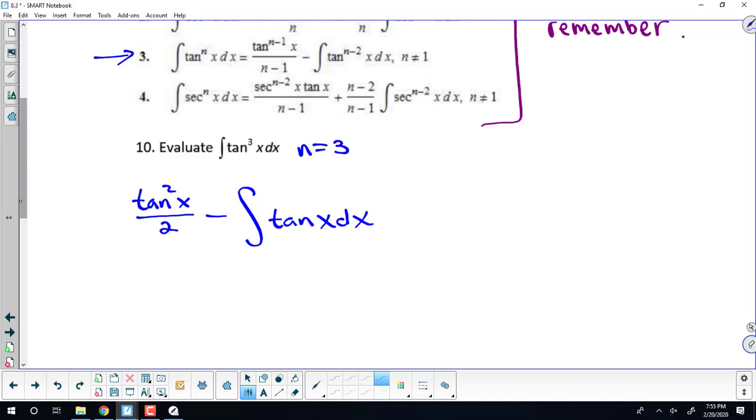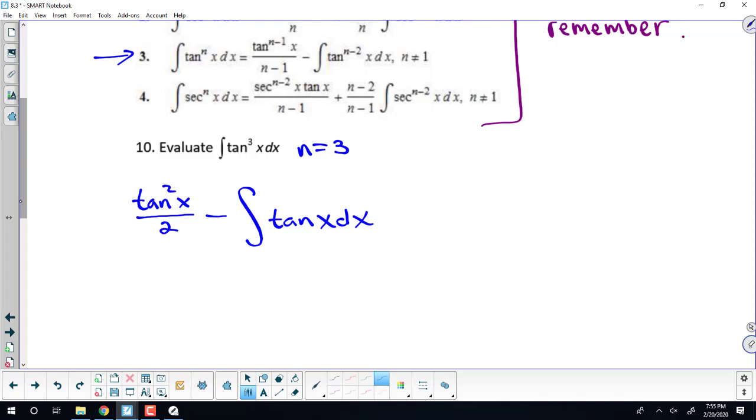What's the antiderivative of tangent? The antiderivative of secant squared is tangent. The derivative of secant x is secant x tangent x. The antiderivative of tangent is a natural log, absolute value of secant x plus c. Looking back at that first page, we had it written as natural log of secant.